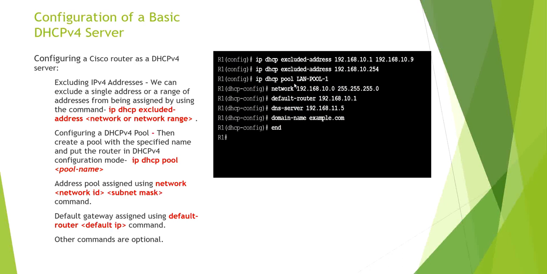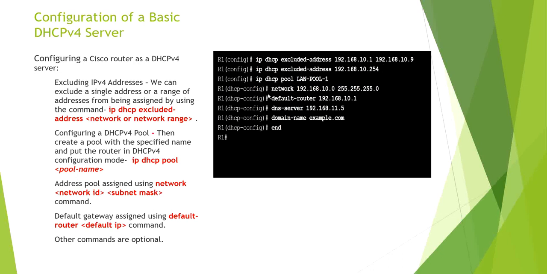So ip dhcp pool, it is the name, LAN pool 1 is the name. Okay, and there you have to define which network you want to give. So I'm giving network 192.168.10.0 and subnet mask. So I'm saying that this whole network you can use for the DHCP, but in this network again exclude these IP addresses, from 10.1 to 10.9 and this 10.254.